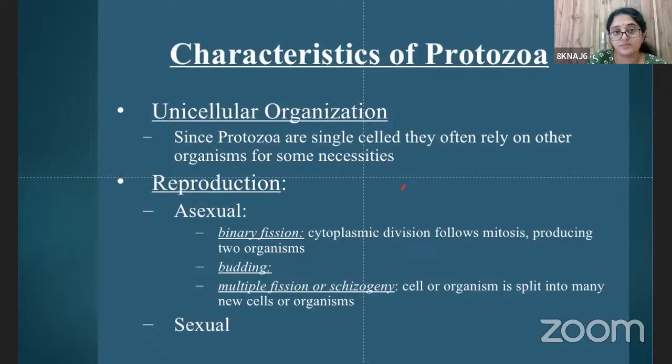So this is page number 12. And I'm talking about class Mastigophora for the people who have joined just now. All right. So anyway, in this class Mastigophora, you get to see that there is sexual reproduction also taking place. And this is by syngamy.